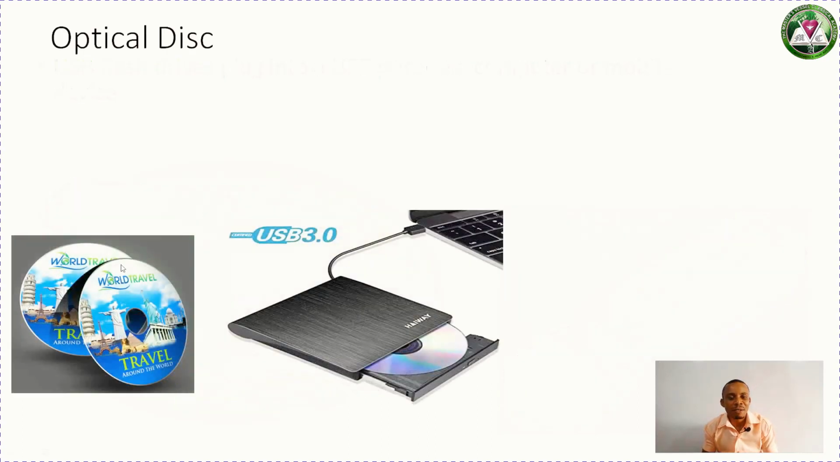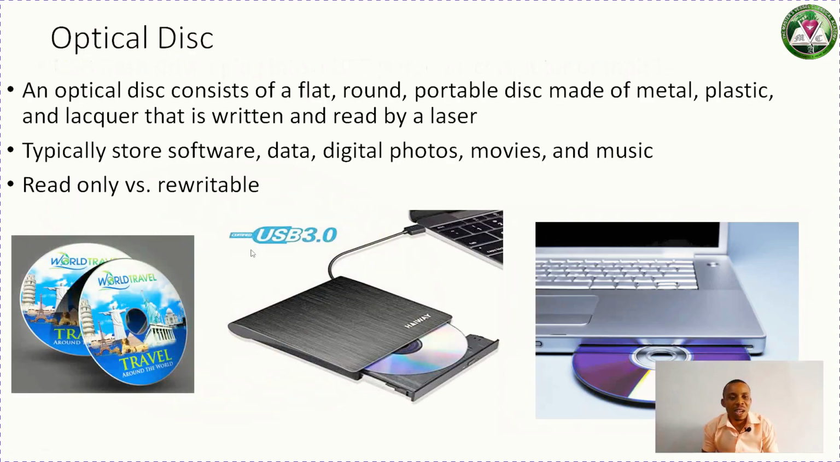We also have the optical disc, and we say an optical disc consists of a flat, round, portable disc made of metal, plastic, and lacquer that is written and read by a laser. Okay, you can see an example of an optical disc, the compact disc. The disc we use in watching our films. You can also use it to store information outside your computer.